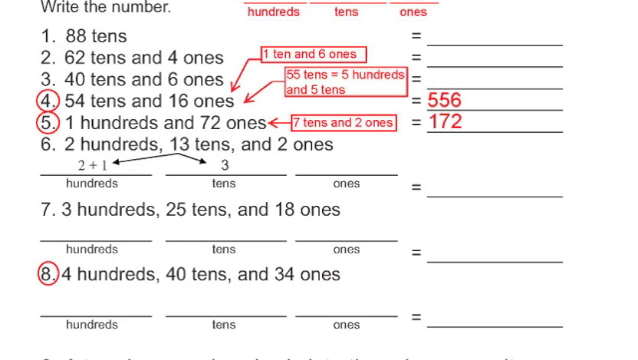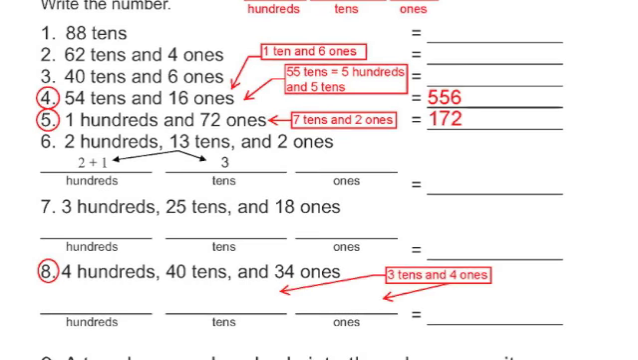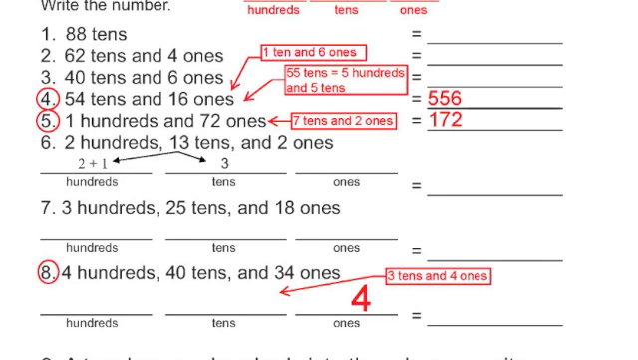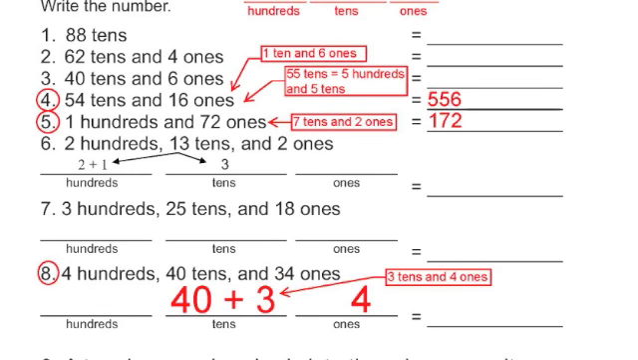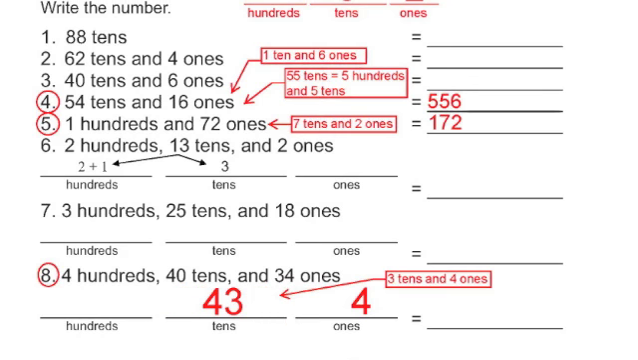Finally, let's move on to number 8 here. I have 4 hundreds, 40 tens, and 34 ones. It's a big problem right here. So let's start with the ones. I have 34 ones I can regroup. That breaks down to 3 tens and 4 ones. So I'm going to put 4 into the ones column, and I'm going to add 3 into the tens column. Now it already had 40, so I'm going to put 40 plus 3 here. That's equal to 43.